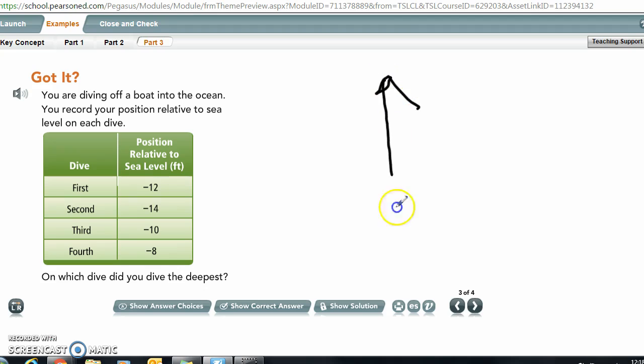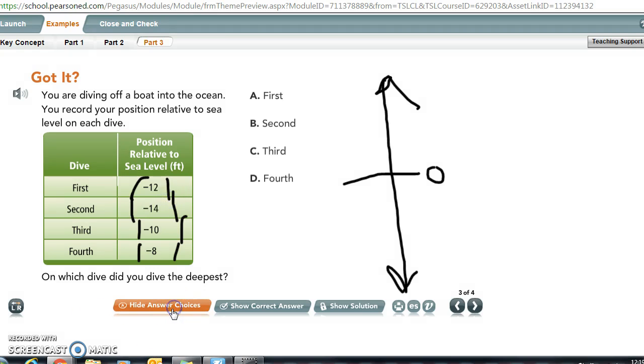So go ahead and draw a number line going up and down. If this is 0 and this is sea level, think about the absolute value of all of these and go ahead and graph at what point or which dive did you dive the deepest. Your answer choices are right here. I'm going to be checking to see which one you did. Now remember, you're going to want this number to be all the way down here because that is the deepest. We're going down.